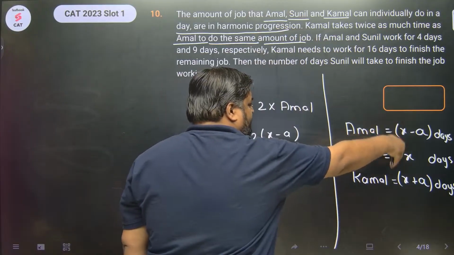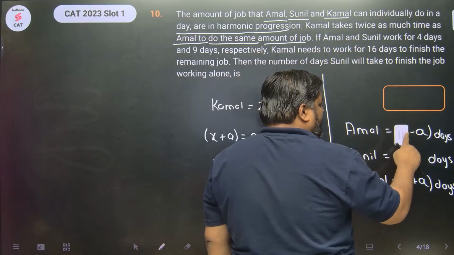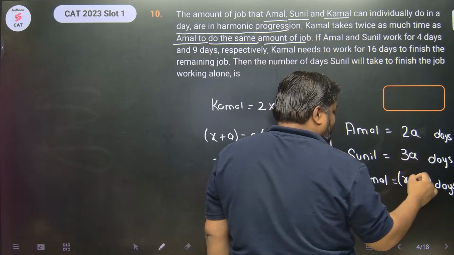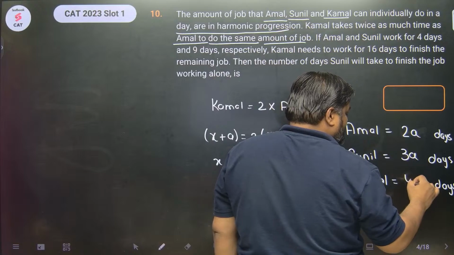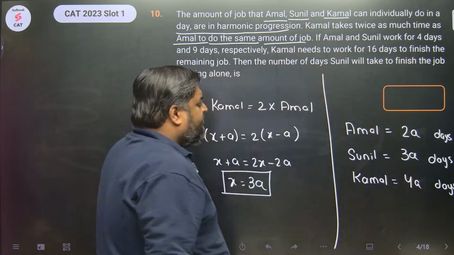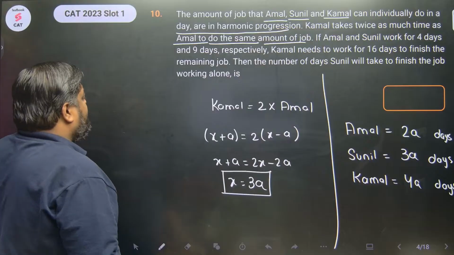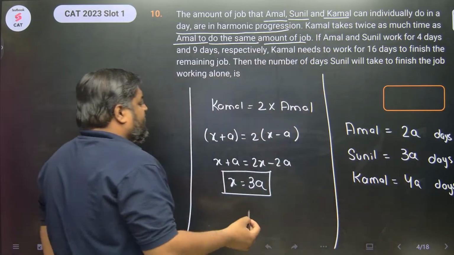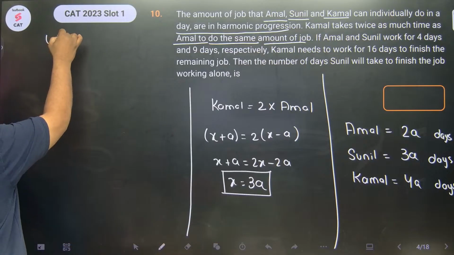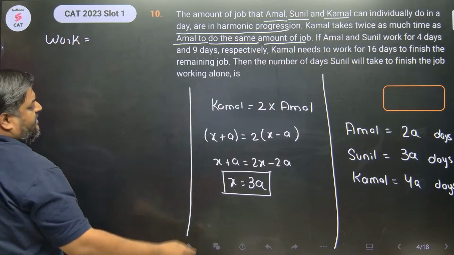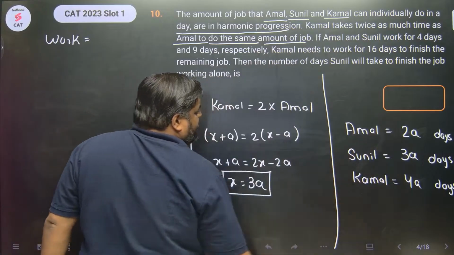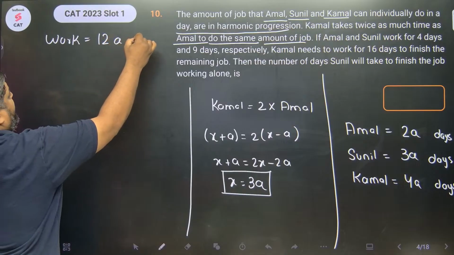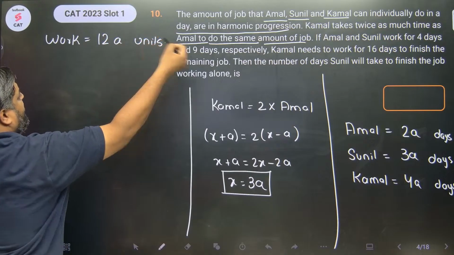Now if we replace x by 3a, 3a minus a, Amal will be doing the work in 2a days, Sunil in 3a days, and Kamal in 3a plus a, 4a days. Sorted? Now we can assume the work. The work would be the LCM of these, 12a units. Let the total work be 12a units.